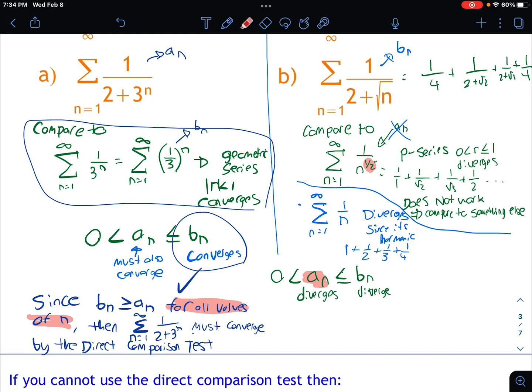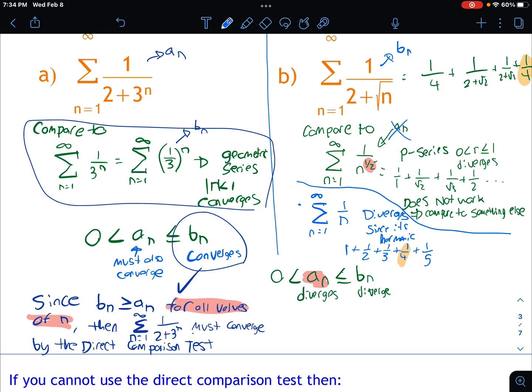That part is going to be our saving grace. You look at this fourth term, 1 over n is going to overtake it. It's going to grow faster because this is a square root of n. It's going to overtake it after the fourth term. We're going to get 1 over 5, and the other one's going to be 1 over 2 plus root 5, which is going to be smaller after that.